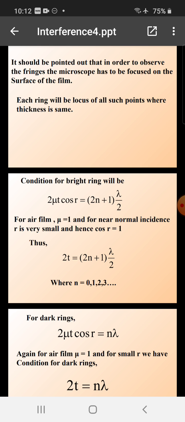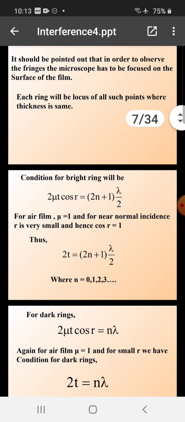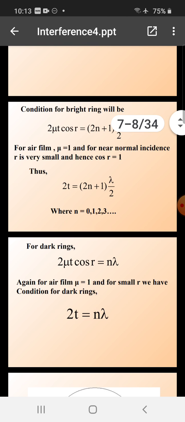Air has a refractive index of 1. n is the order of the fringe. Since the angle is very small, we will take cos r equal to 1. From here we can write 2t is equal to (2n plus 1) lambda by 2, where n can be 0, 1, 2, 3 and so on. This is the order of the fringe.